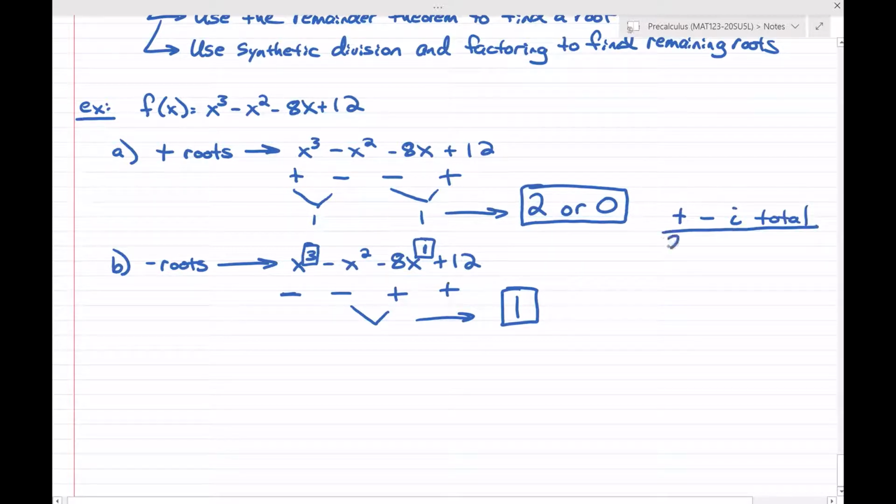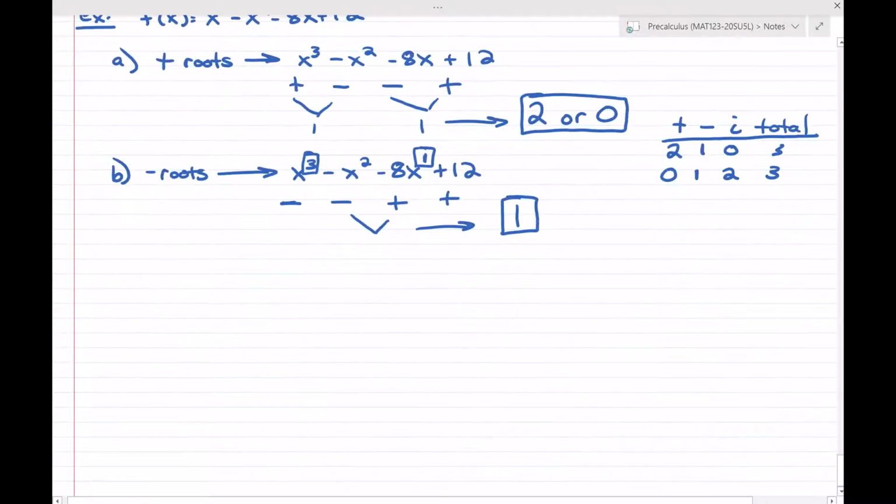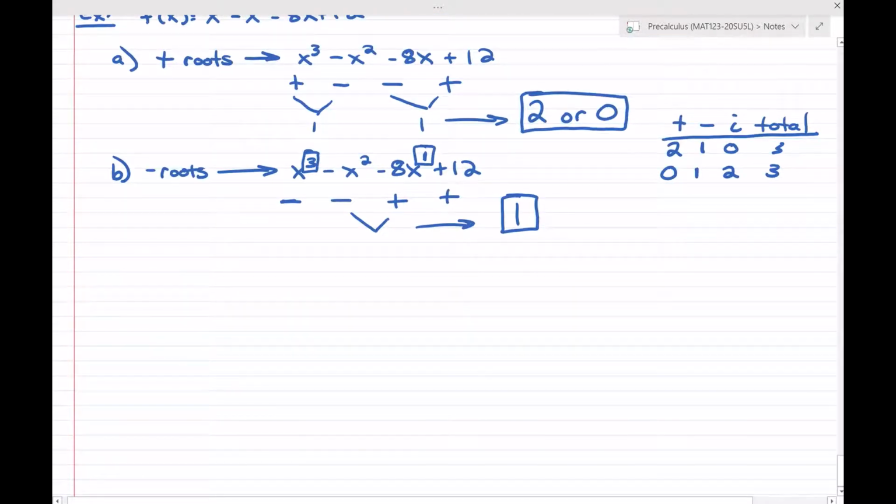Well, there could be 2 or 0 positive. There's only 1 negative. There's supposed to be 3 total. So if there's 2 positive and 1 negative, there wouldn't be any imaginary. But if there's only 1 negative, there has to be 2 imaginary, so that when you add them together, you get 3. In order to figure out the imaginary roots, you don't go counting anything, you just make a table like this.